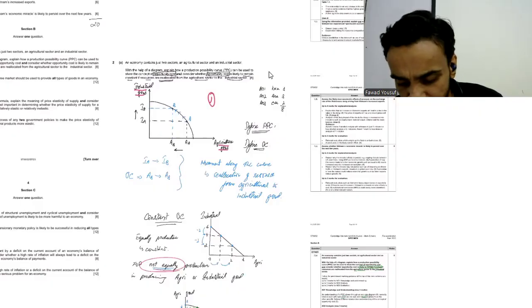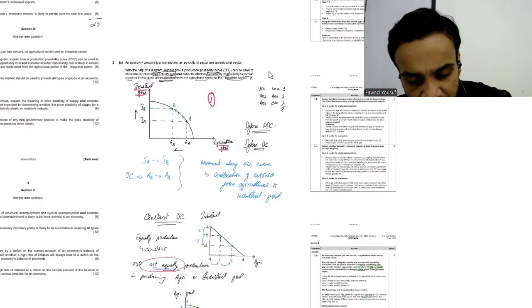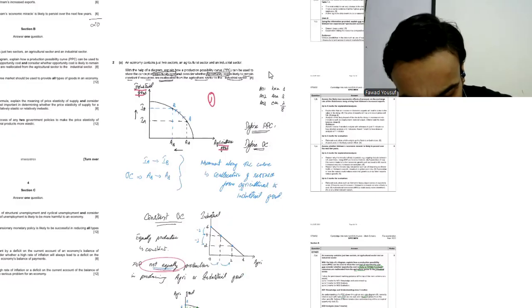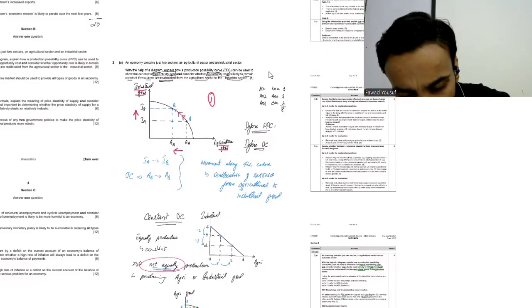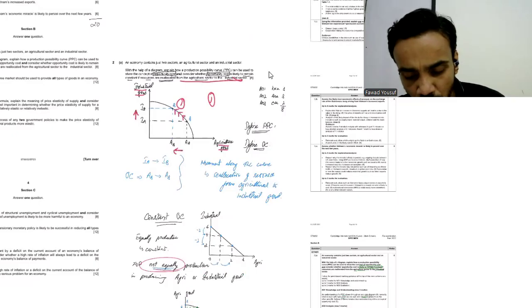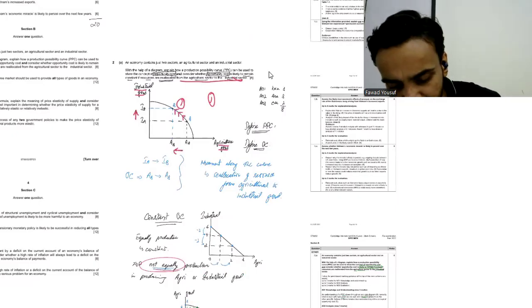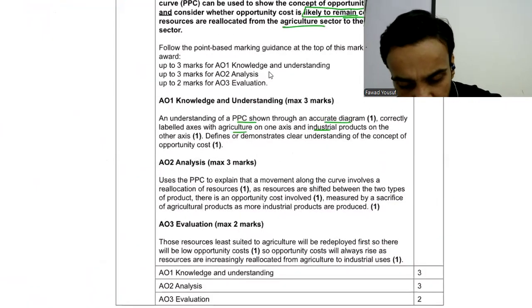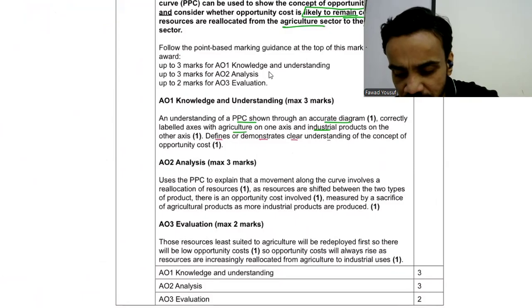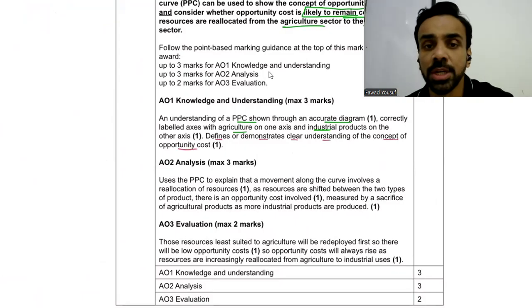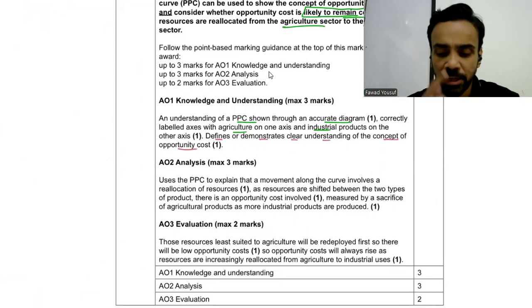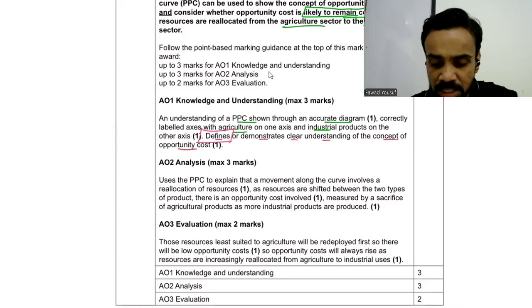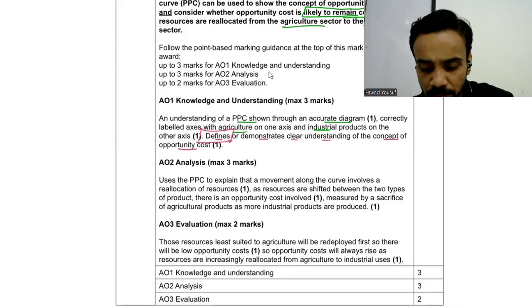Let's give them 1 mark for this. Second, in the diagram, if you notice, there is a good trade-off going in the correct direction based on the later part of the question. I'll give you 1 mark for that. Then under knowledge and understanding, for the definition, they want to define or demonstrate clear understanding of the concept of opportunity cost. So opportunity cost is shown and the definition is given. I will give 1 mark for that.